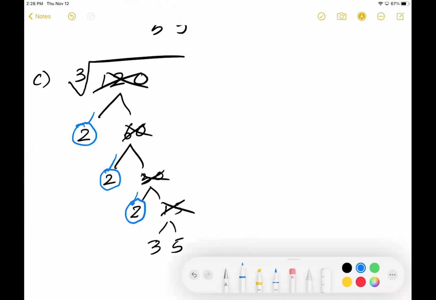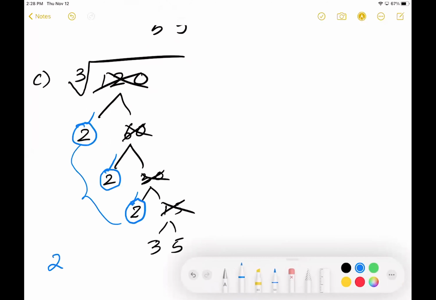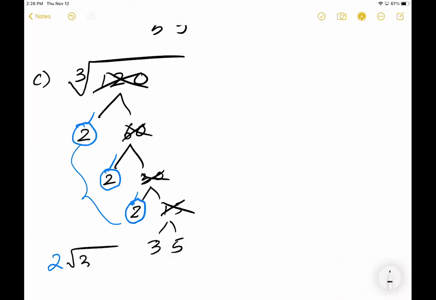And if we have 3 of the same number, what can go outside? Well, one of them can go outside, which is the number 2. And if one goes outside, my lonely 3 and my lonely 5 stay on the inside.